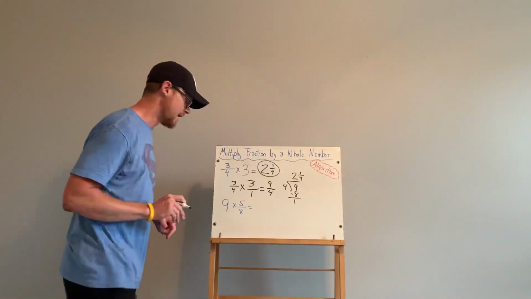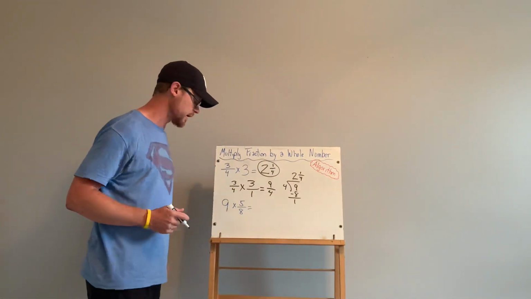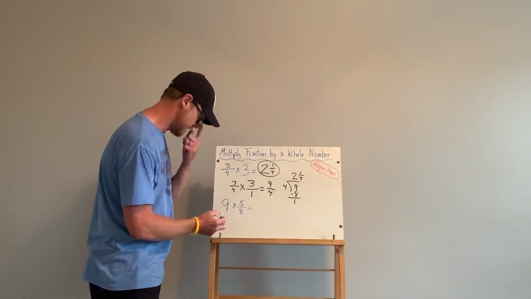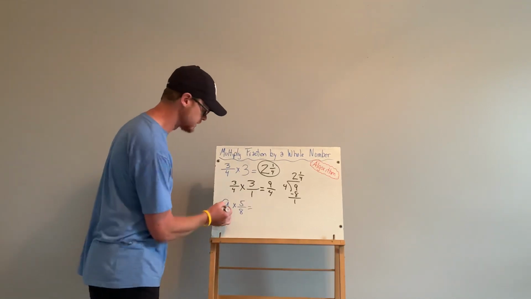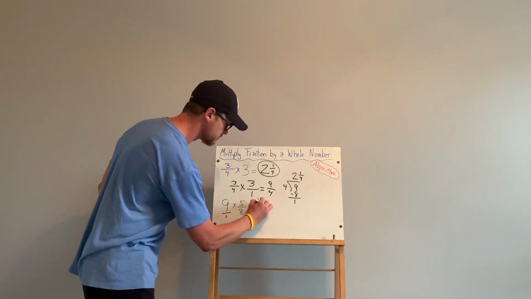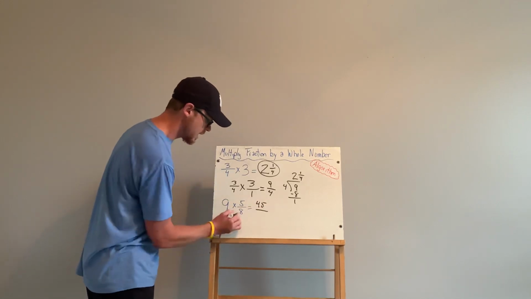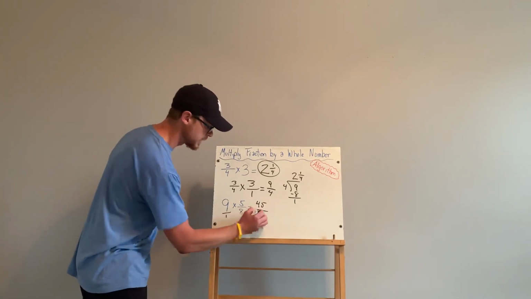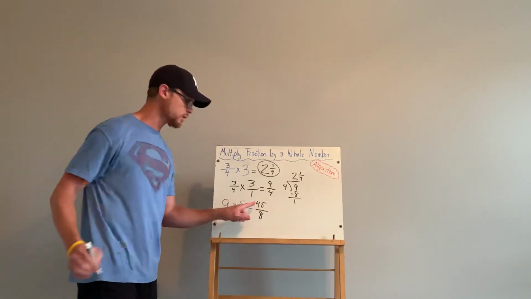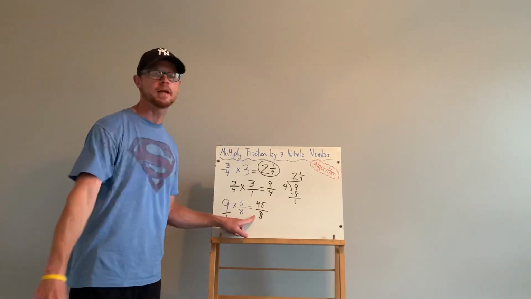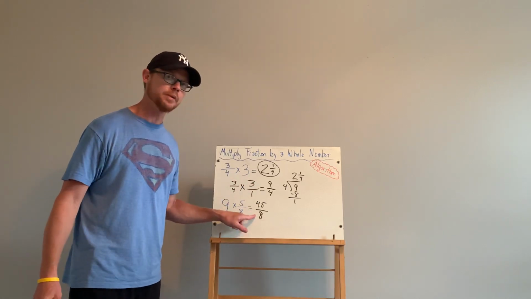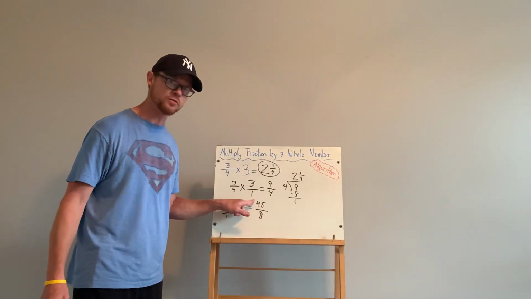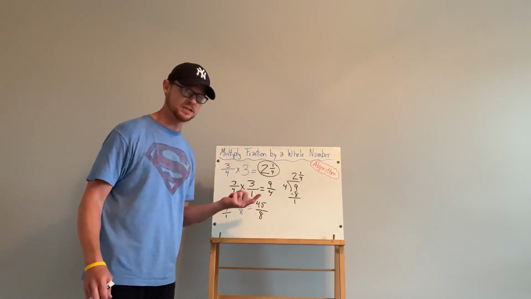Okay, so let's do the same thing. We're going to multiply across. We have 9 times 5/8. We can simply put the 9 over 1 and multiply across. 9 times 5, I know, is 45. 8 times 1, I know, is 8. So I have 45/8. I cannot give my answer as improper. We have to convert. How many groups of 8 can go into 45? It's kind of like division.